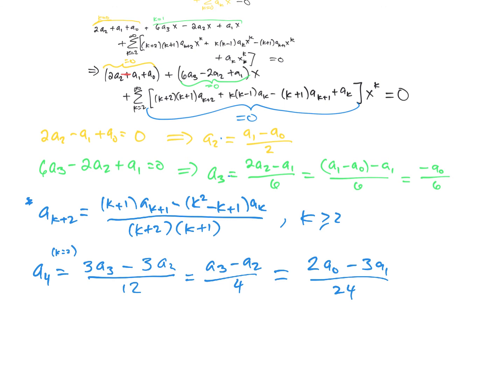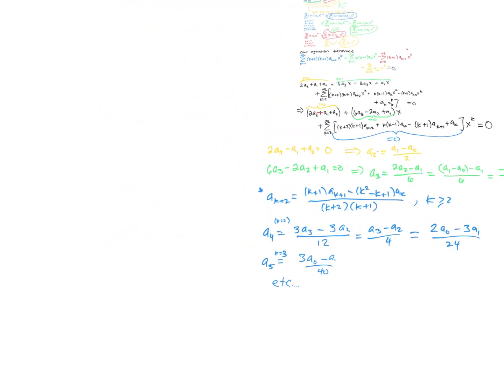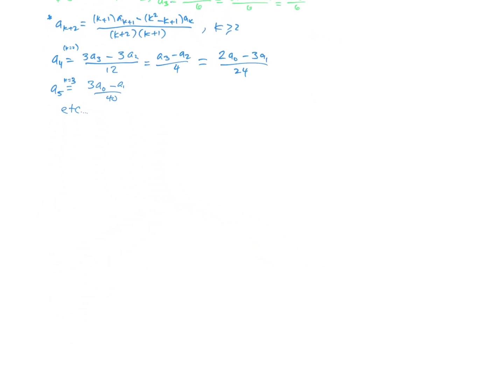And you can keep going. It's a giant pain, right? And they do this out in the book a bit, and I'm just going to write a5 so you can see: a5 equals 3a0 minus a1 over 40, etc. So this is gross, but it's the answer that we need, okay?